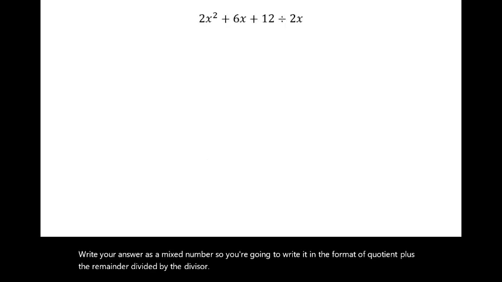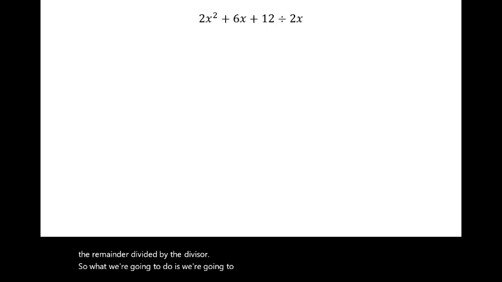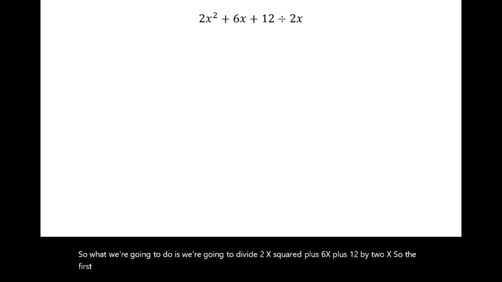So what we're going to do is divide 2x squared plus 6x plus 12 by 2x. The first part of the division problem is the dividend, the second part is the divisor. So I'm going to put the dividend 2x squared plus 6x plus 12 in the division box, and 2x is going to go outside the division box.